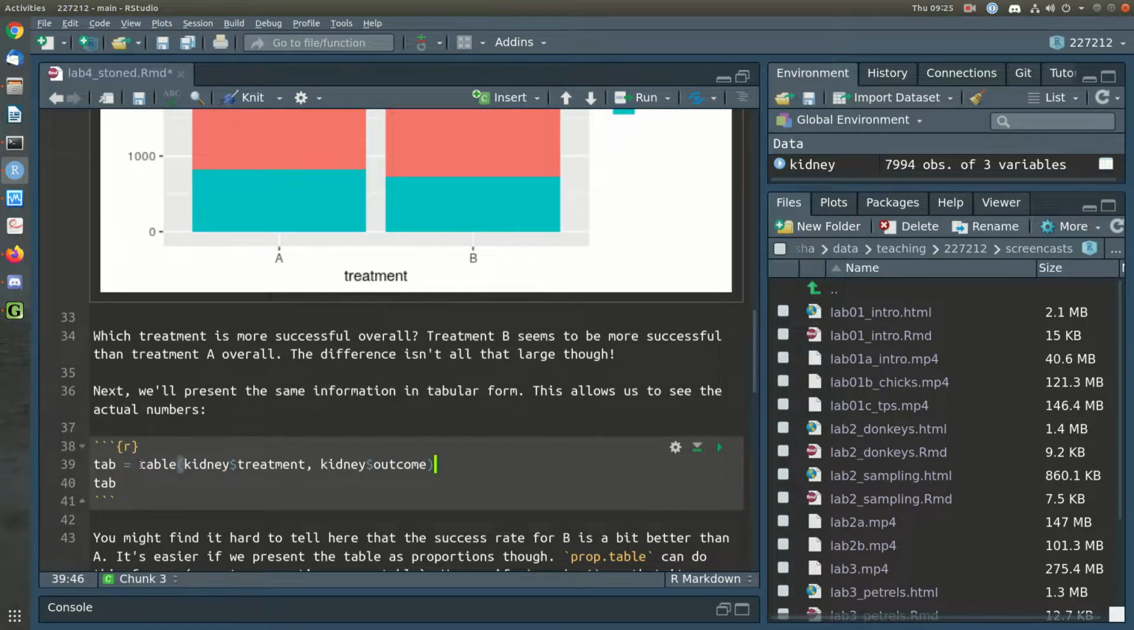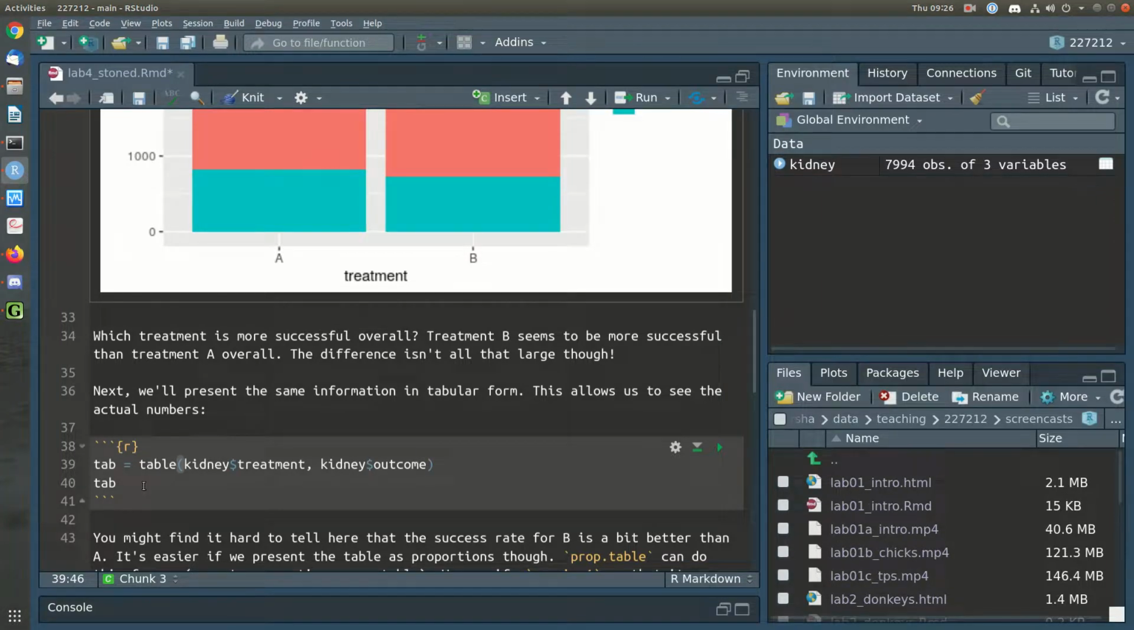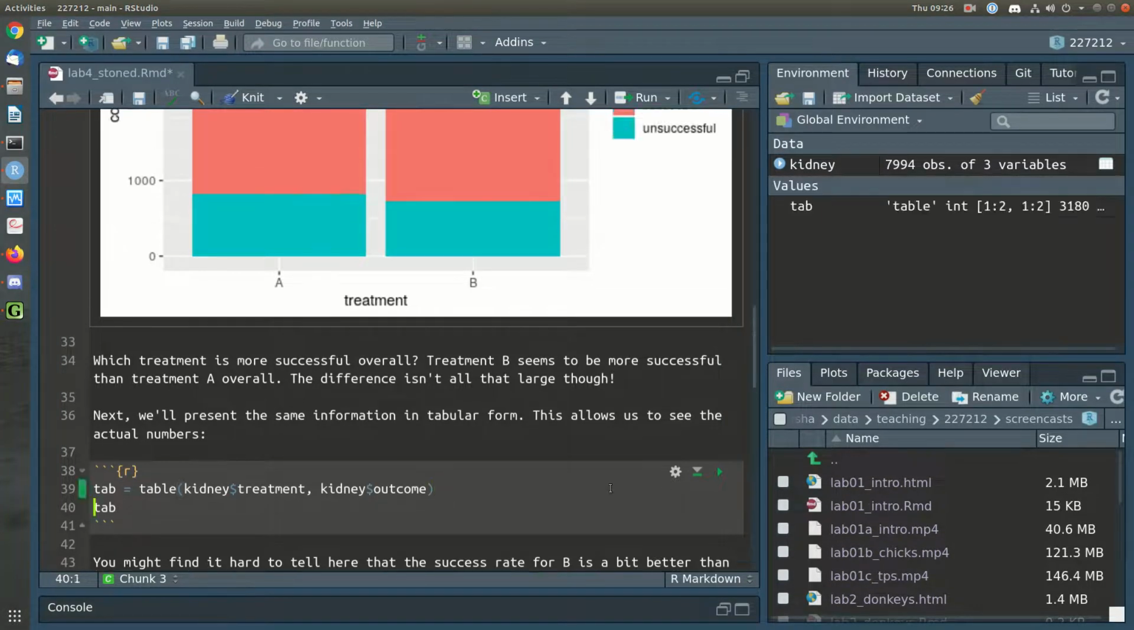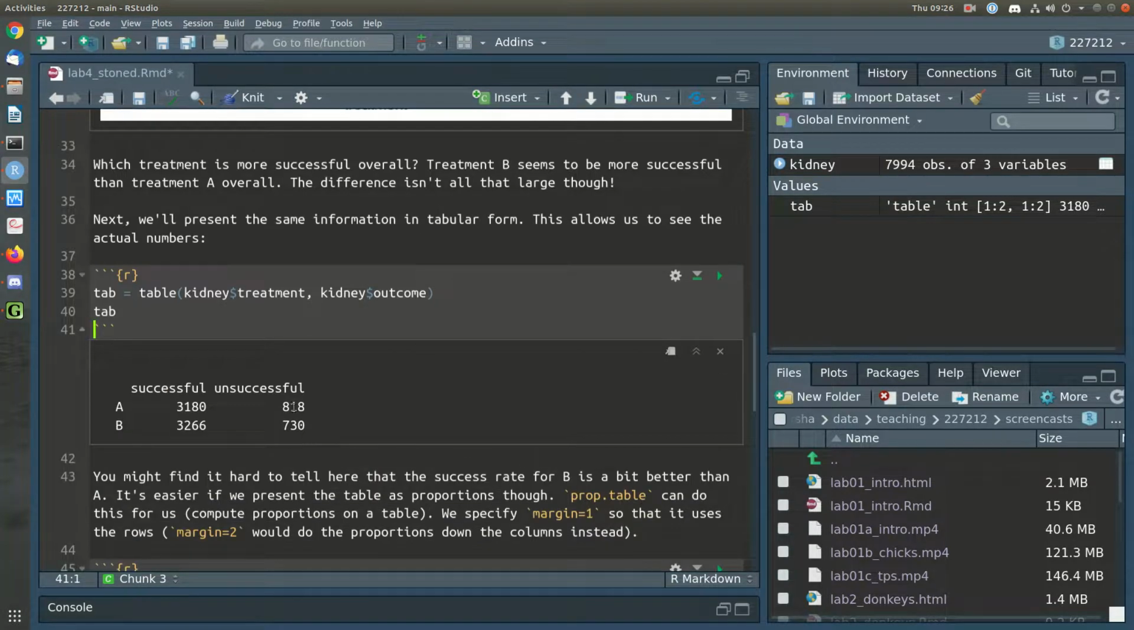The table command can be used for this. We're going to save the table into a variable called tab, and then look at it just by typing the name of it. If we run that first line, we get tab. So it's a table of size 2 by 2, and there it is. Just from this table, you can see that there's more unsuccessful in A compared to B, and there's more successful in B compared to A. So that gives us a good feel that B is maybe better.